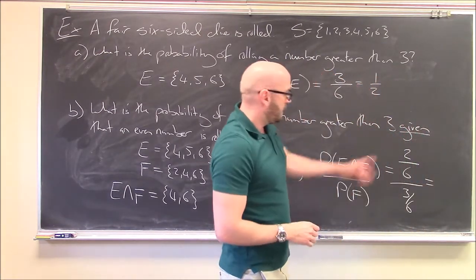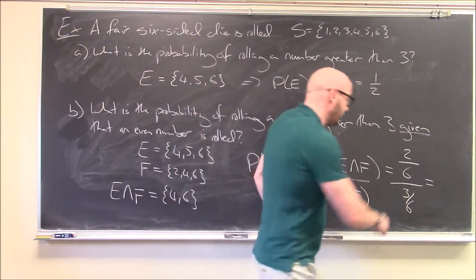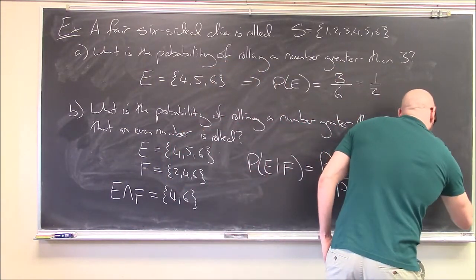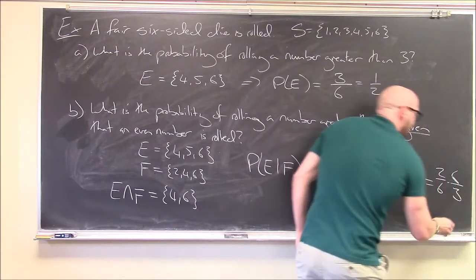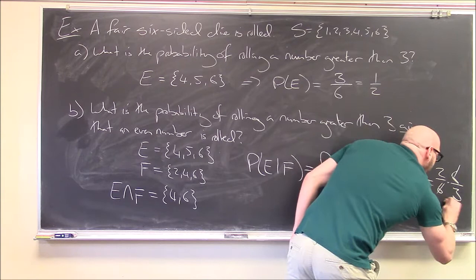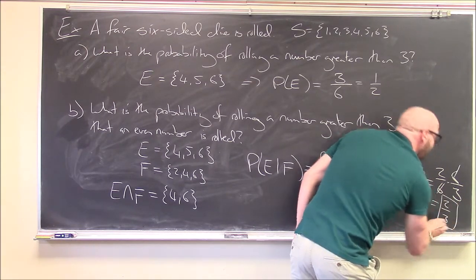So what's this equal? Well, how do you divide fractions? You flip them. You flip the bottom and multiply, right? So you multiply by the reciprocal. So this is 2 over 6 times 6 over 3. The 6's cancel, and my answer here is just 2/3.